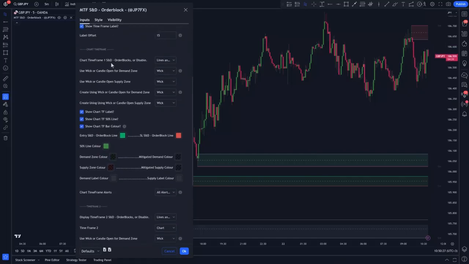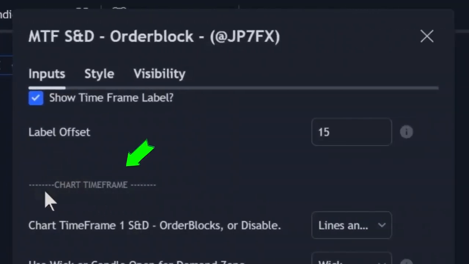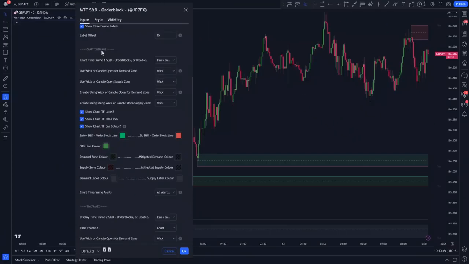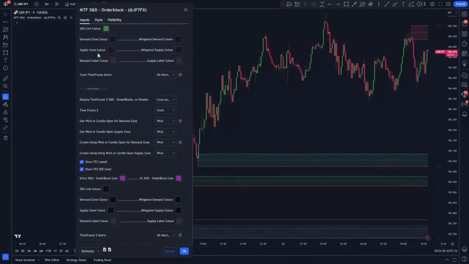So for example, if you are on a 5-minute time frame, the settings for that time frame are going to be under chart time frame. Now, if you need to have any other time frame, let's say you want to see the supply and demand zones of the 1-hour time frame while still being on the 5-minute time frame, you simply come here under time frame 2, and right here you will be able to select any time frame that you want. It could be a higher time frame or a lower time frame.